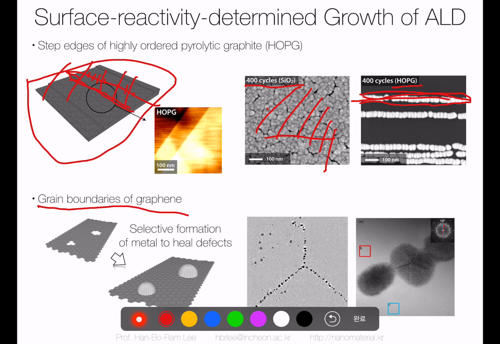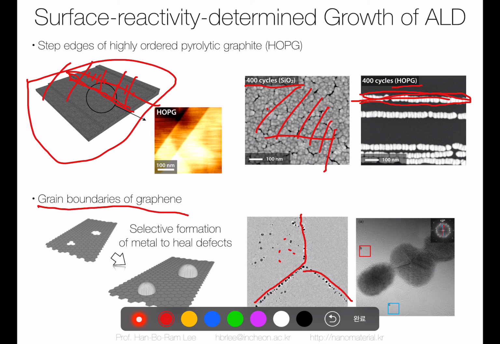This is a more extreme case. CVD-synthesized graphene has grain boundaries, and when we deposit platinum on that, we obtain selective growth of the platinum along the grain boundary. The grain boundary is a kind of defect, but the pristine area is very chemically stable. The platinum precursor cannot easily adsorb on that, but easily adsorbs on the grain boundary area. We can see selective growth.